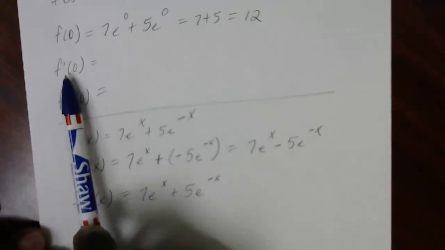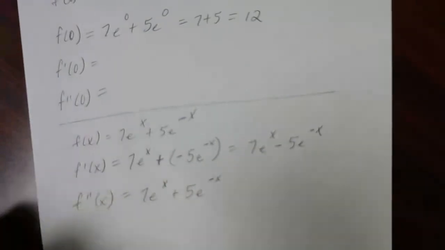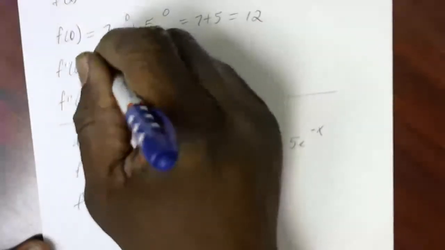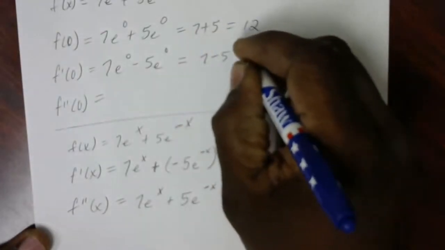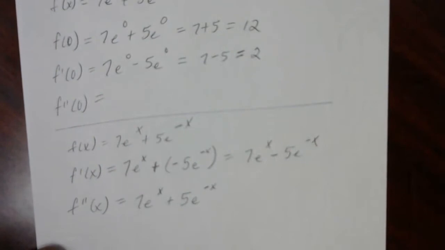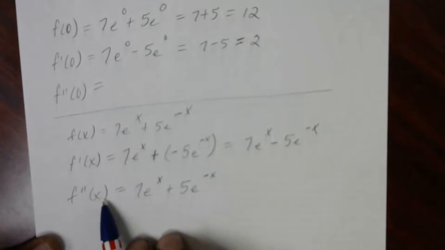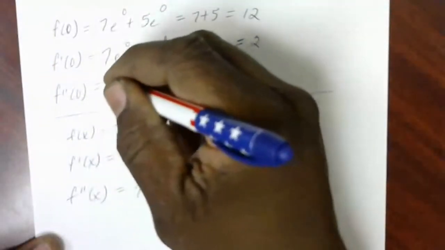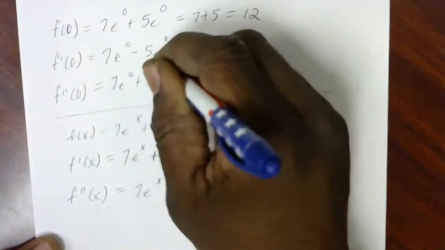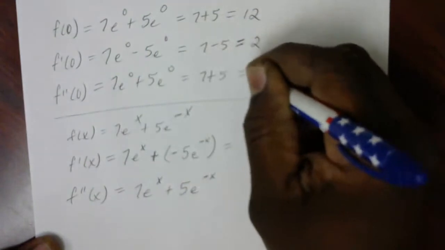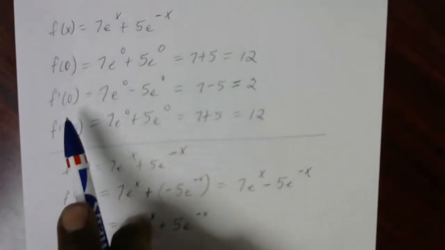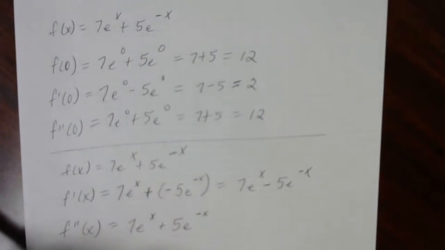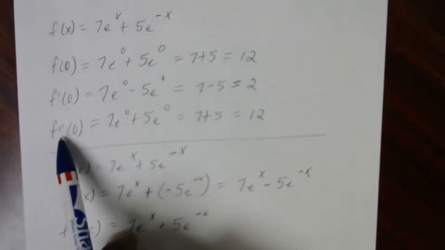So now we must evaluate the first derivative for 0. So I'm simply going to substitute x for 0. All right, so this is 7 minus 5, which is 2. I'm going to substitute 0 for x in the second derivative. Okay, and it returns a 12. All right, so we have f of 0, we have f prime of 0, and we have f double prime of 0.